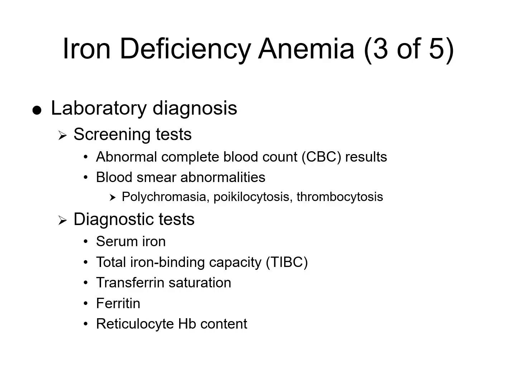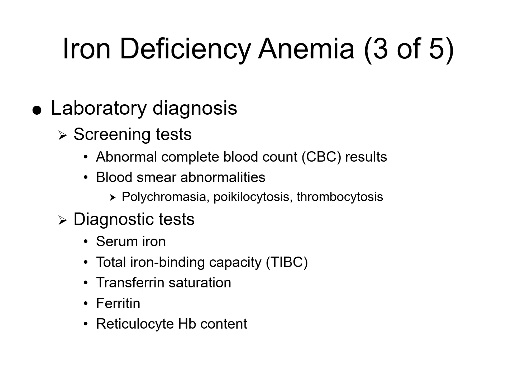For diagnostic tests, we can use serum iron. This will measure the circulating iron bound to transferrin, and you're usually going to see this level decreased in iron deficiency anemia. Then we have the total iron binding capacity, or TIBC test. This will reflect the blood's capacity to bind iron with transferrin. This is typically increased in iron deficiency anemia due to upregulation of transferrin production.